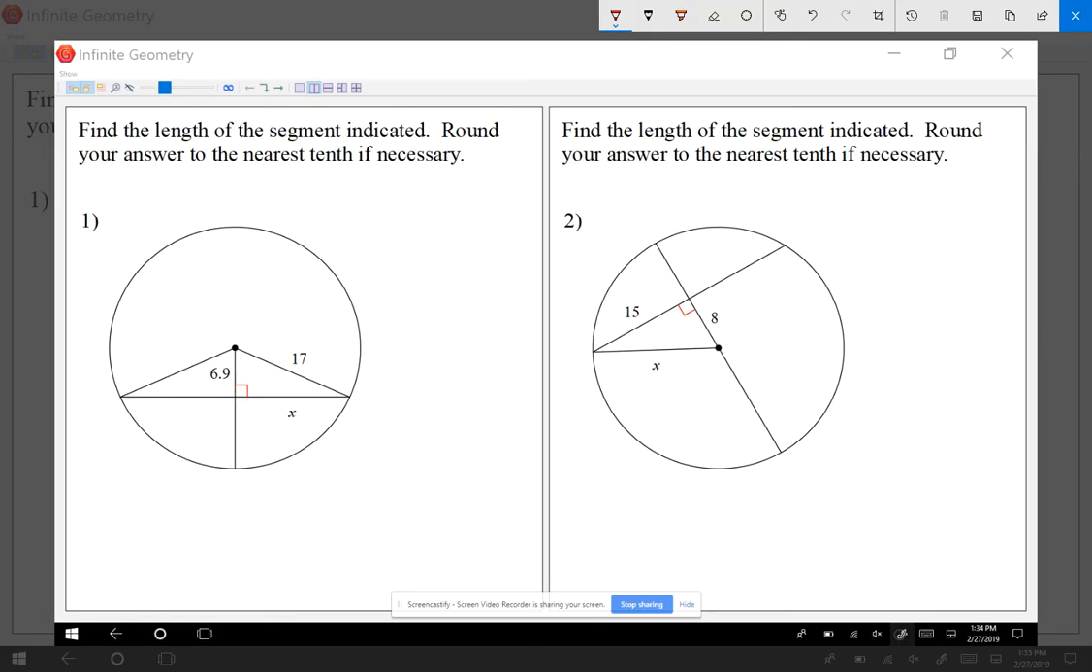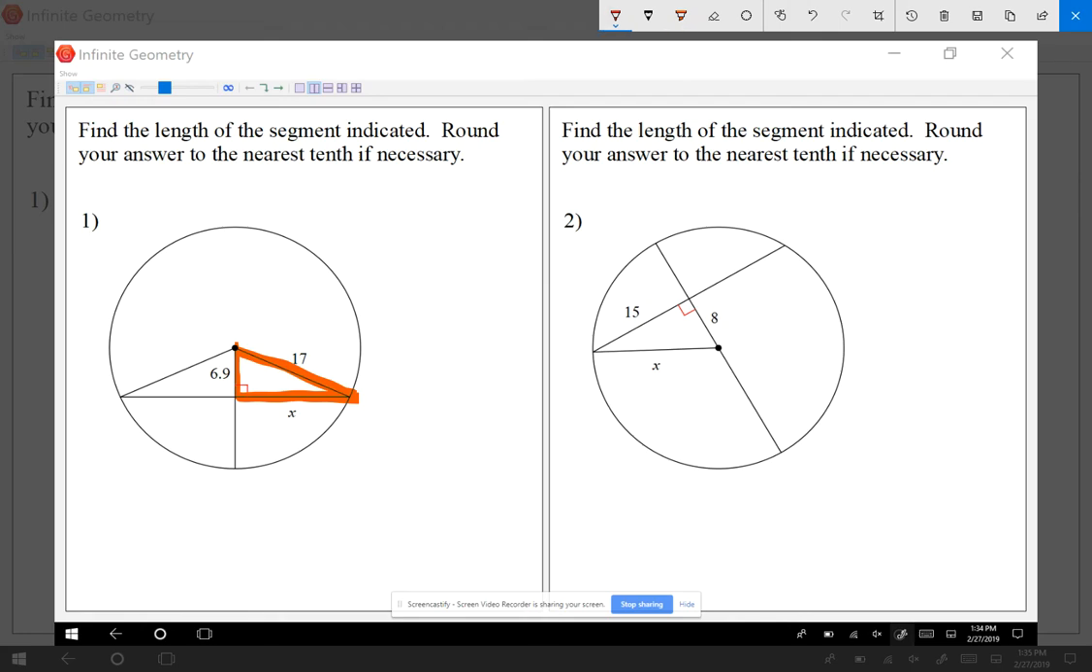I see x is part of a chord. So I know this segment in the center cuts the chord in half. One side is x. If I knew the other side, x equals that, and we're good to go. But that's not the case. That's what we saw yesterday. Now, for today, I see 6.9, I see x, and I see 17.